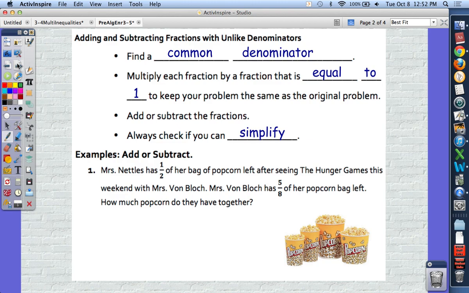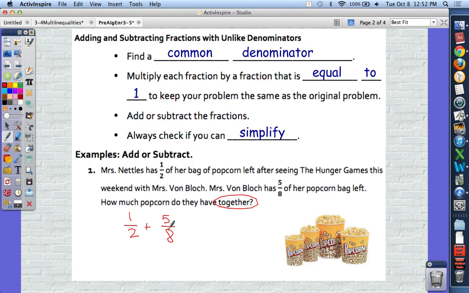So let's try this first example. Mrs. Nettles has 1/2 of her bag of popcorn left after seeing the Hunger Games this weekend with Mrs. Von Block. Mrs. Von Block has 5/8 of her popcorn bag left. How much popcorn do they have all together? First, you need to write your problem. Since we want to know how much they have all together, what operation would you be doing? Adding. So you have 1/2 plus 5/8.